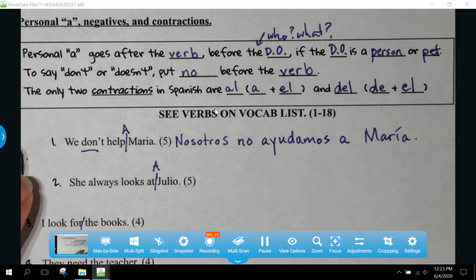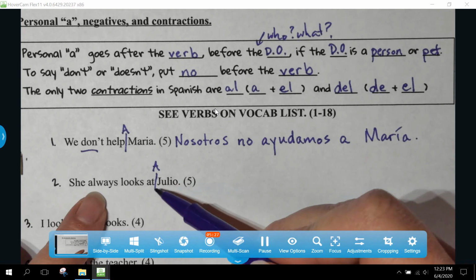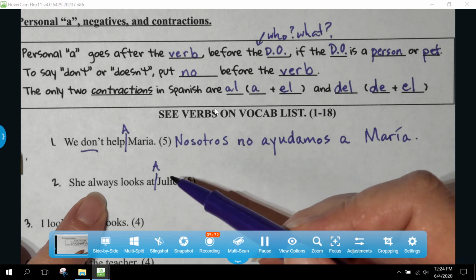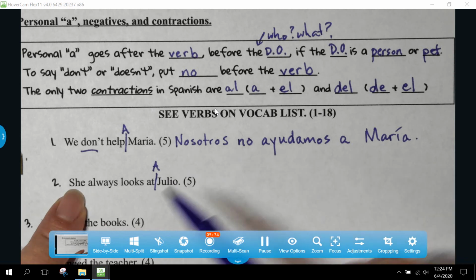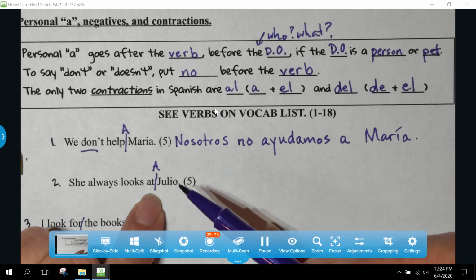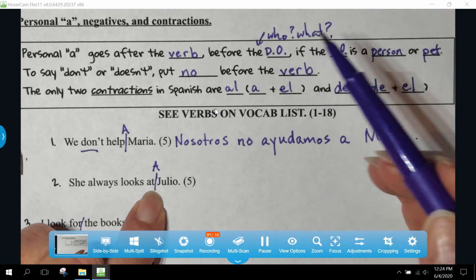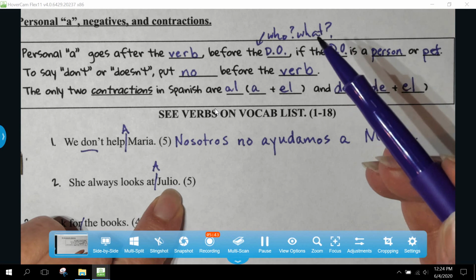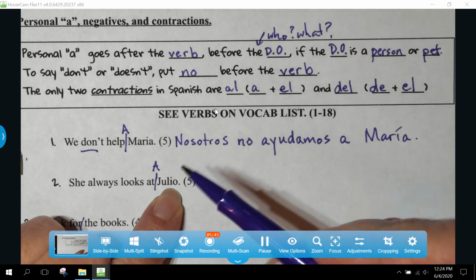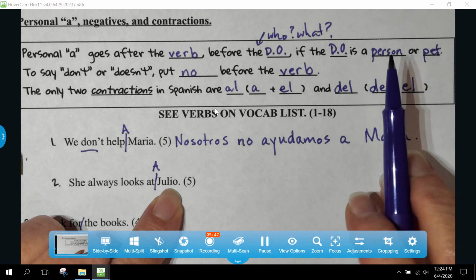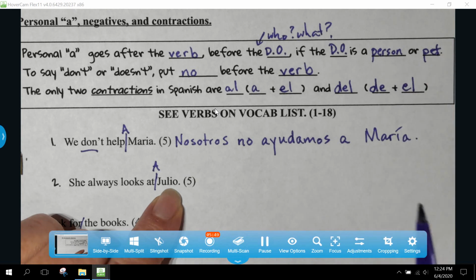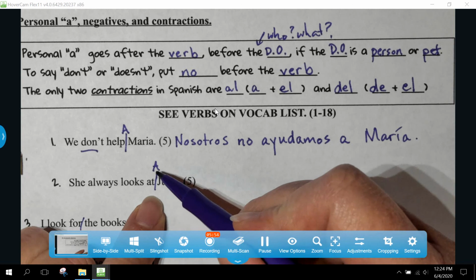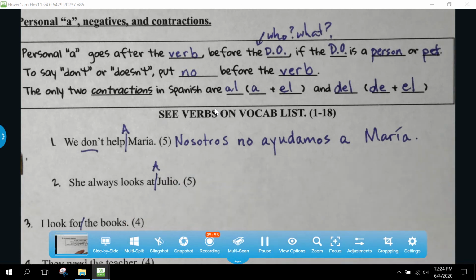So when we're doing our slash mark here, she always looks at, the slash mark's going to have to go after the at. So we read again. She always looks at, stop right there. She looks at who or what? Does Julio answer that question? She always looks at Julio. Yes, it does. So is Julio a person or a pet? Yes, he is. Therefore, you're going to need a personal a. I would put the a above the slash mark.